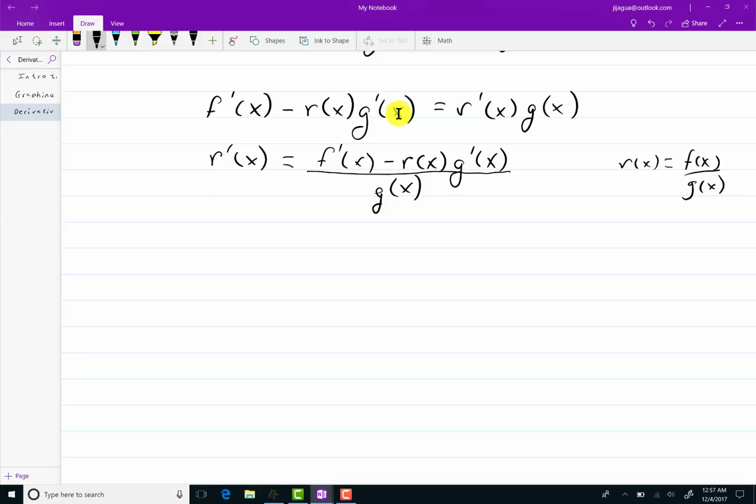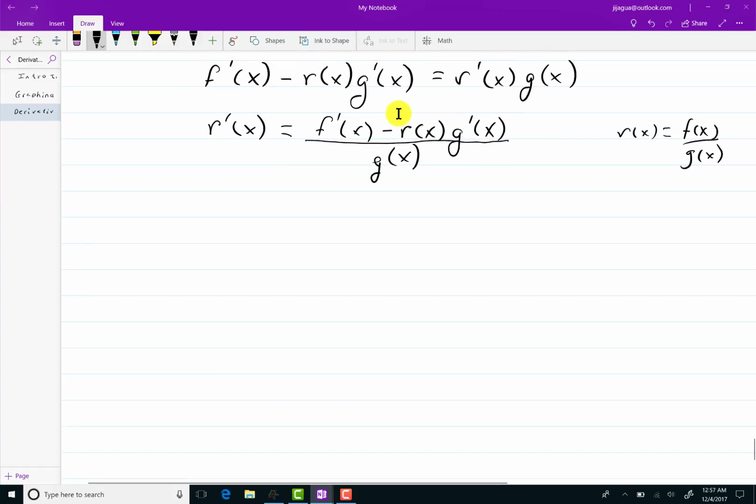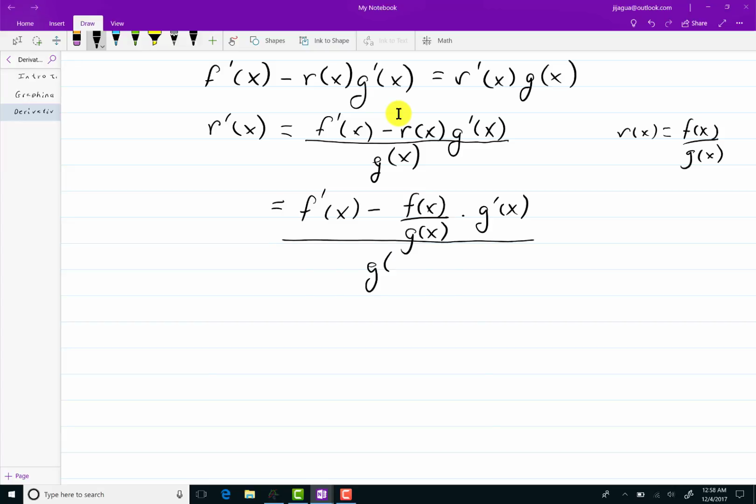And this is one of those times when your algebraic competency will be tested. If you're not good with fractions, if you have trouble with a fraction divided by a fraction, you're in for quite a load in this selection of problems. I'm going to replace r of x with f of x divided by g of x. And don't forget, that's times g prime of x. And the entire thing is over g of x.